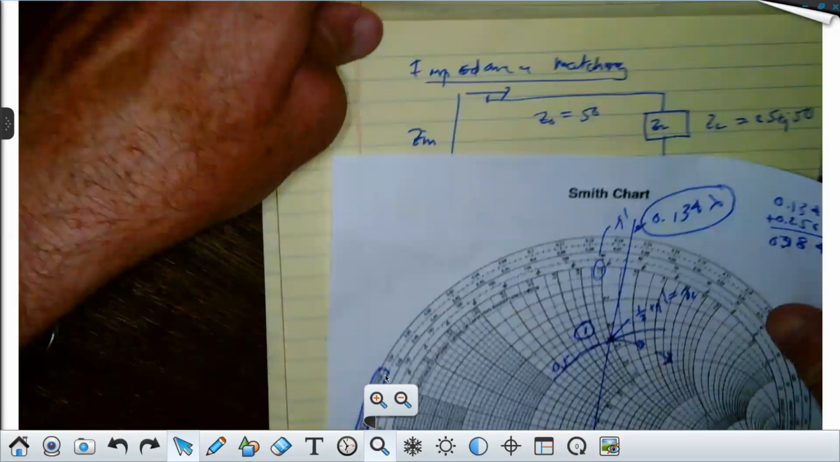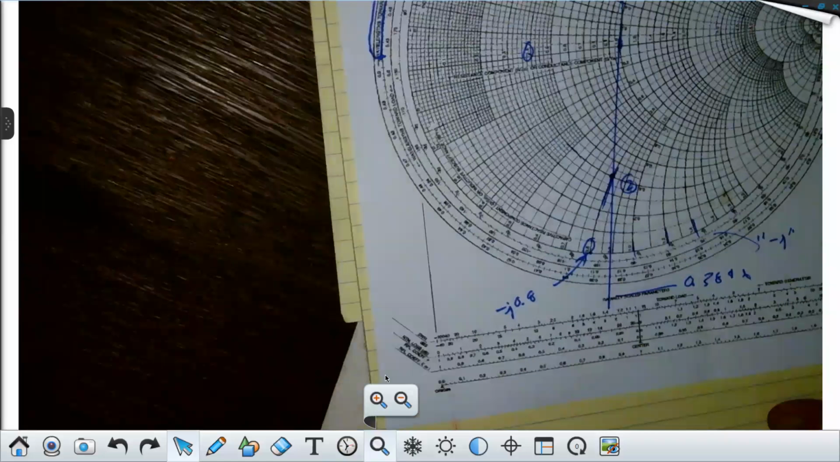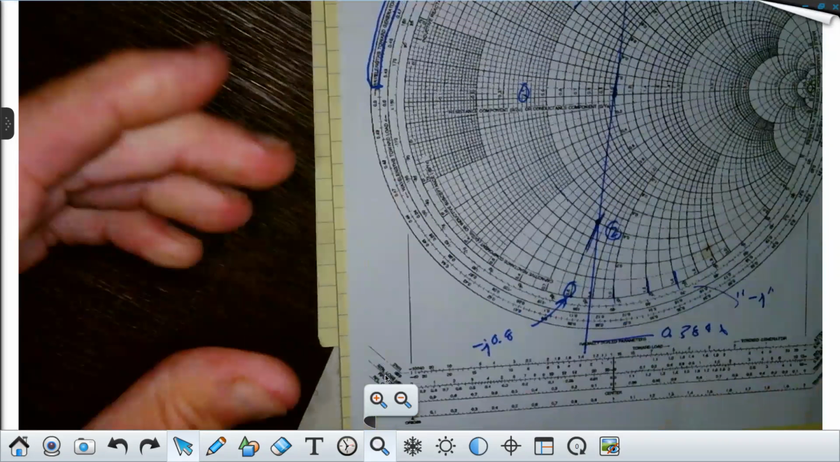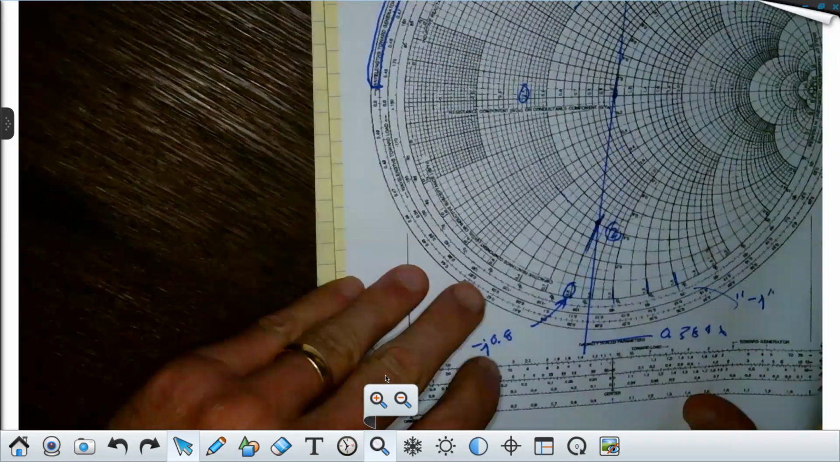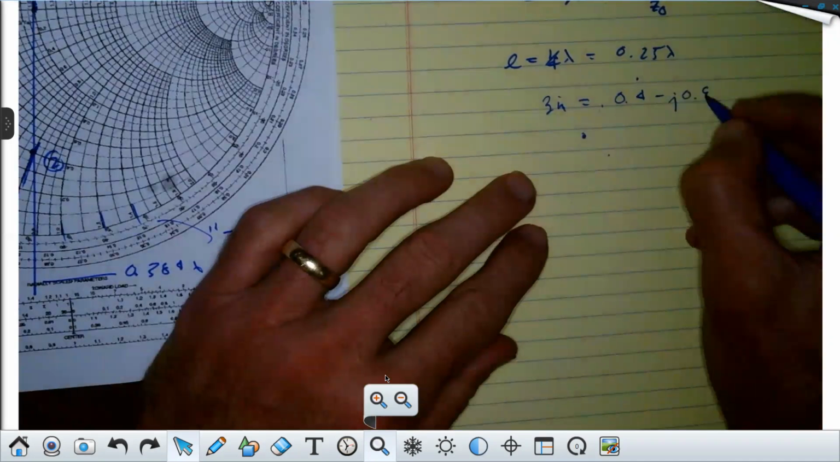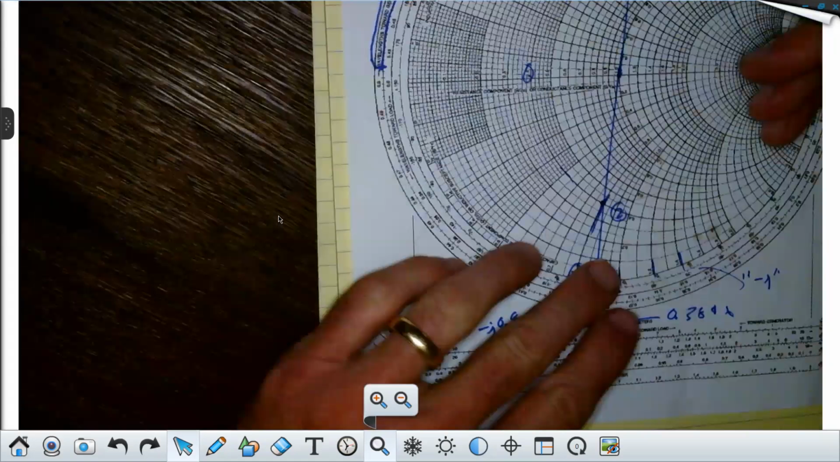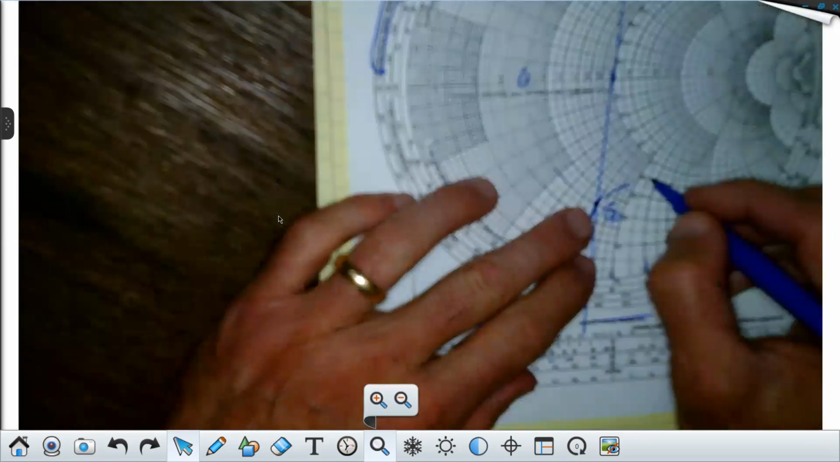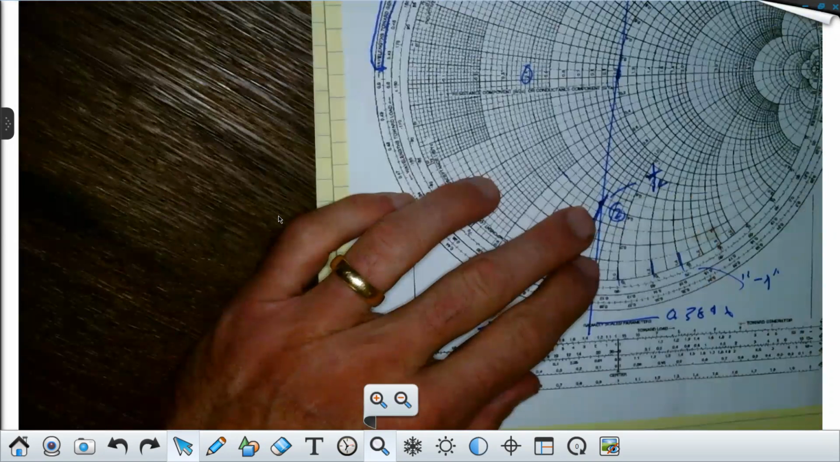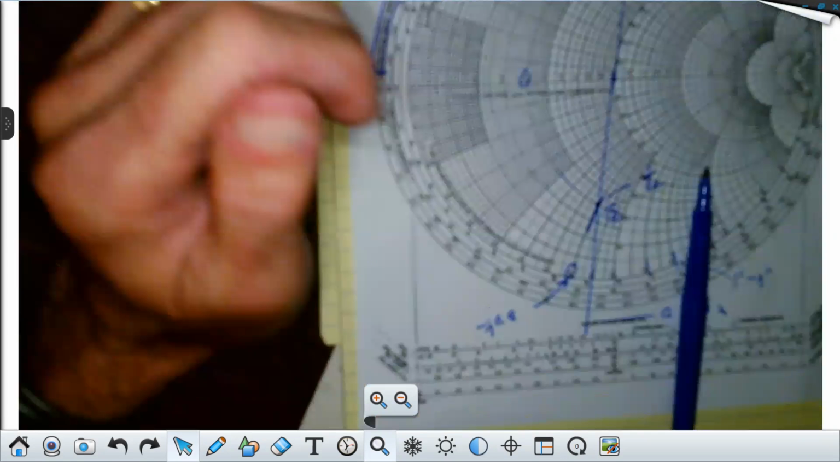So now, when I look at this, I see my real part is 0.4 imaginary minus J 0.8, so minus J 0.8. And I want to show you something here. Remember I told you that this point, if I go a quarter wavelength, this point will be exactly 1 over ZL will be the impedance. Do you all remember that? Every time you go a quarter wavelength from a point on the Smith chart, the impedance becomes 1 over the impedance. And I can prove that to you. I'm going to do it right here.